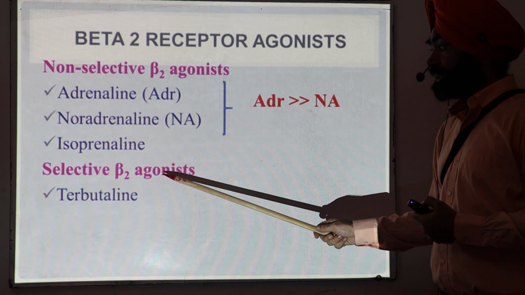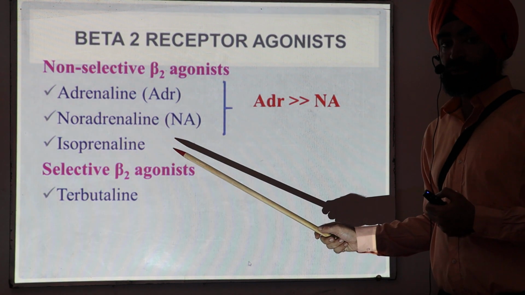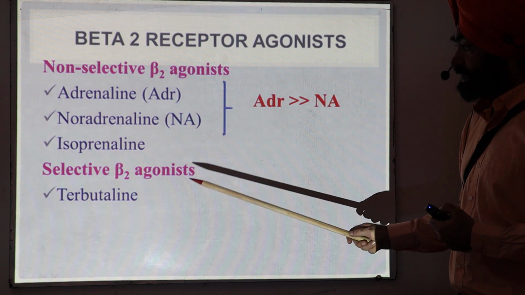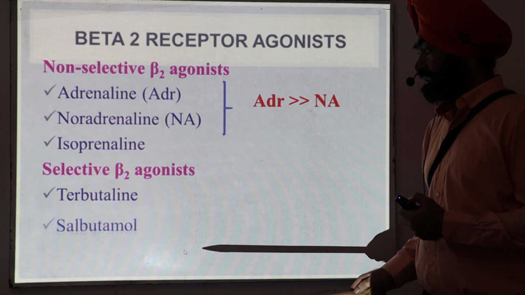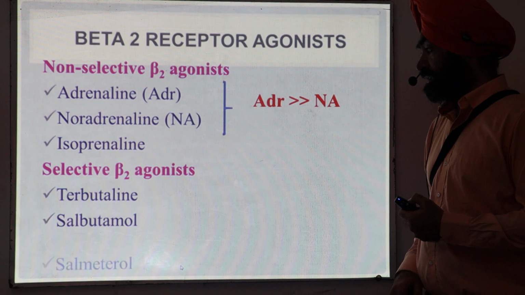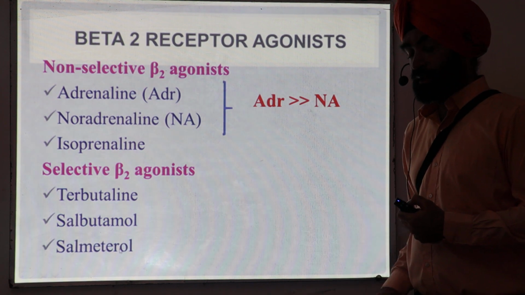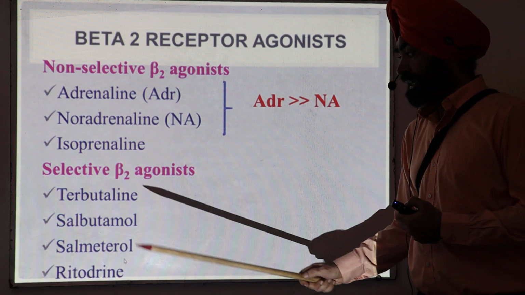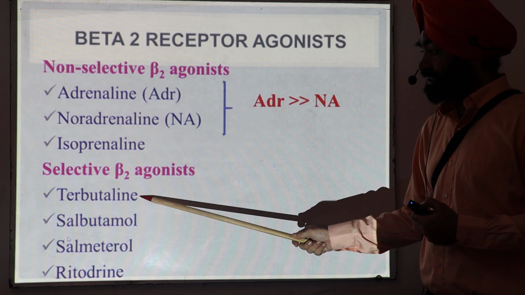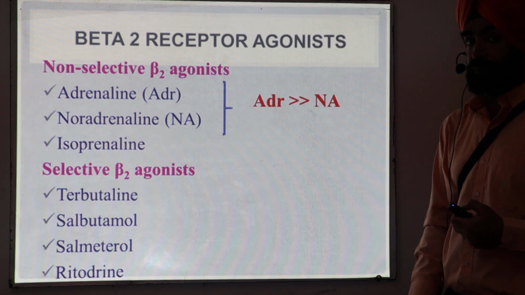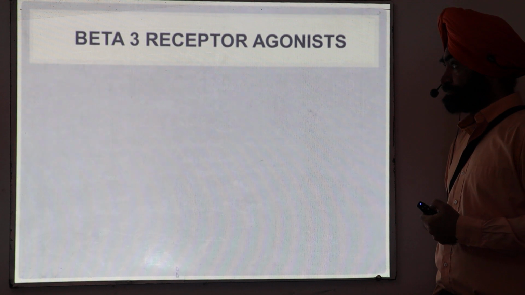Now the selective beta 2 agonists, which are very useful clinically in patients: terbutaline, salbutamol, salmeterol, ritodrine. I will discuss more beta 2 agonists later. I have just told you some of the selective beta 2 agonists.